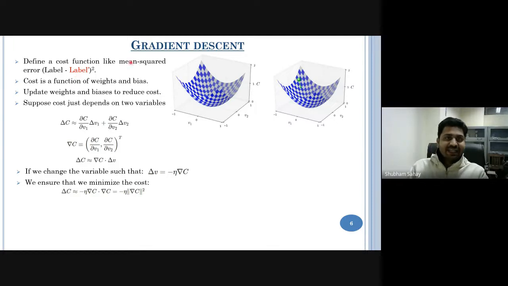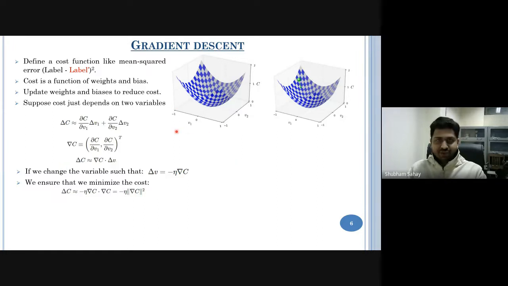So this is basically what the gradient descent algorithm is. We change the weights, or the variables, in such a way that the change is negative in sign relative to the gradient of the cost, and by that we ensure that the change in the cost is always negative, or in other words, the cost is always decreasing. That is, our network is training perfectly well. So this is about training of neural networks.